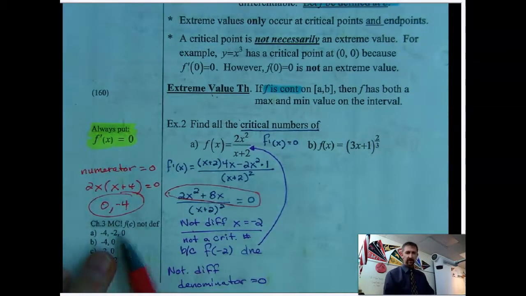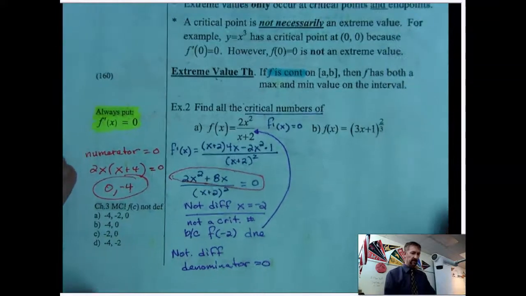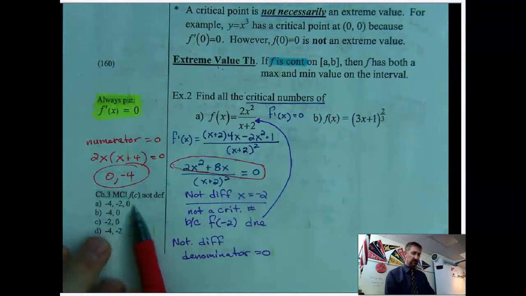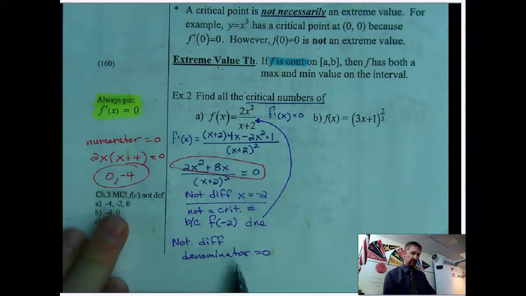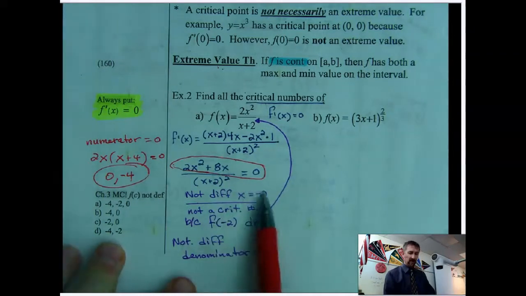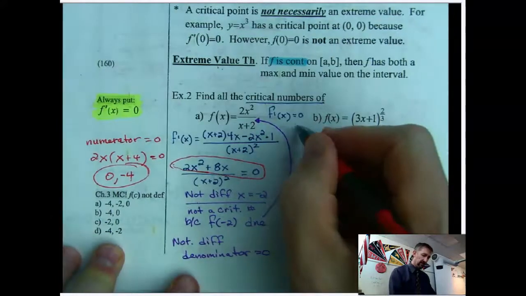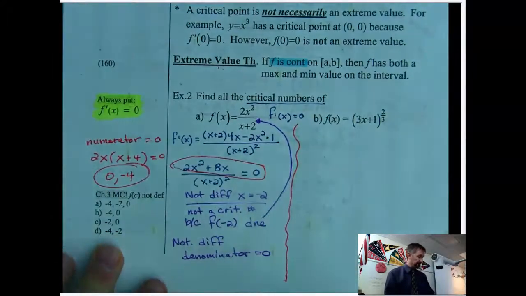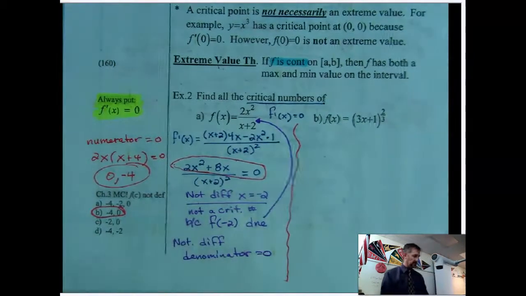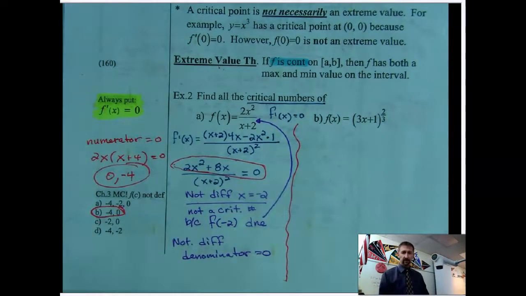Now, on a Chapter 3 test that I normally give, I don't know if I'll be putting that version online, but this would be a multiple choice question. It would have all of these choices, and some people would select A because of this. But that's not, by definition, a critical number. Now, the thing about this is we're actually going to use this number to do other things. So don't let that throw you off. So the answer we want here is B. It's 0 and negative 4. Those are the critical numbers.